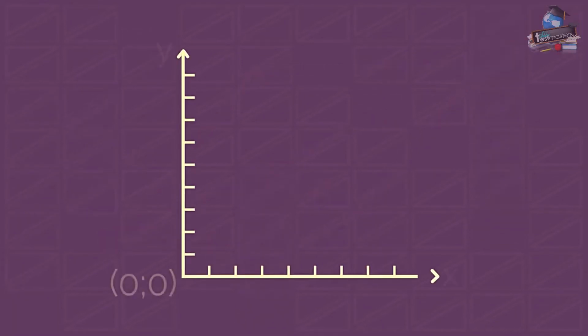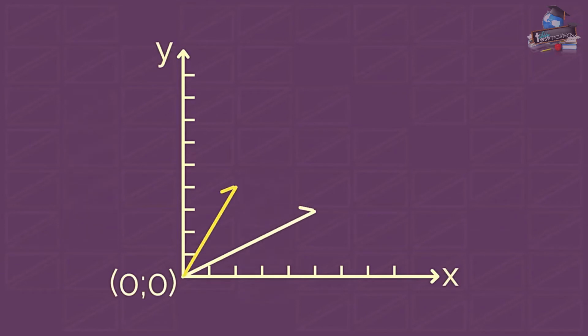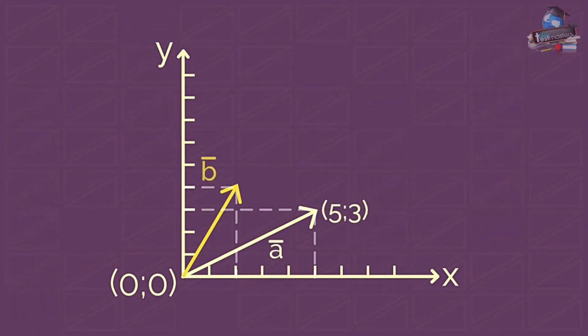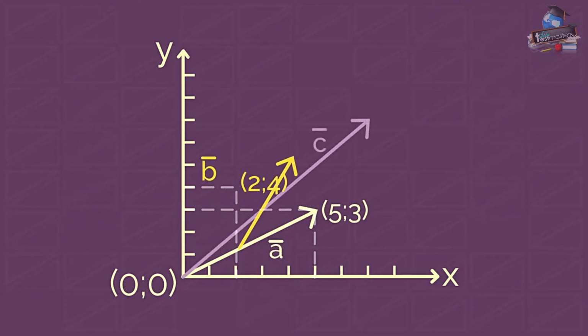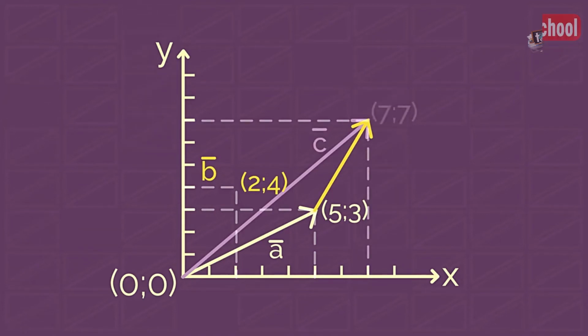We can also just add corresponding coordinates of two vectors and get the coordinates of the sum vector. For example, if we have vectors A with coordinates 5, 3 and B with coordinates 2, 4, then C equals A plus B. And so we have the coordinates of vector C, which is 7, 7.